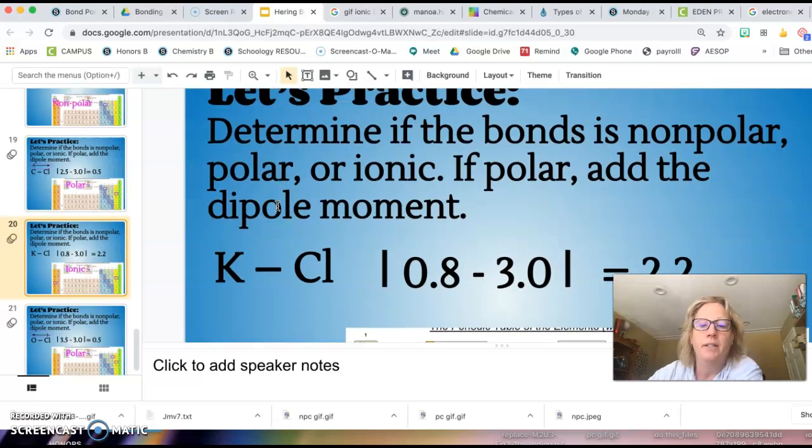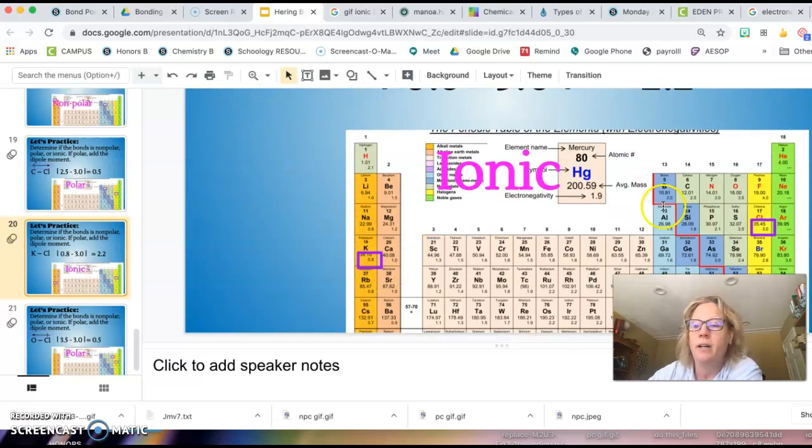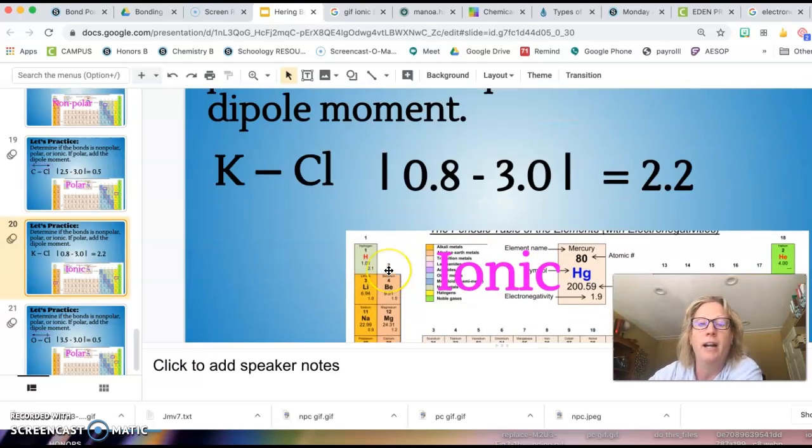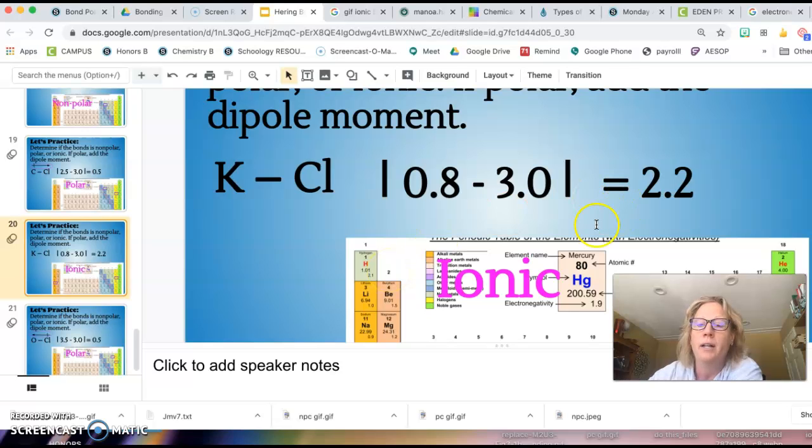Here's another example. Potassium's over here, chlorine's here. When I subtract those, I get 2.2. Now I'm in the greater than 2.0 range, which is ionic. So now they're not sharing these electrons. The chlorine is going to take the electron and become negative, and the potassium is going to give it away and become positive.